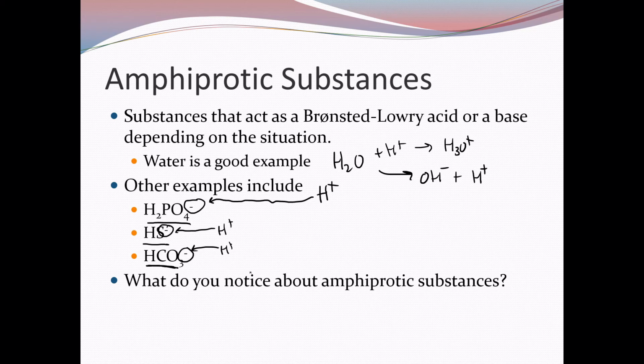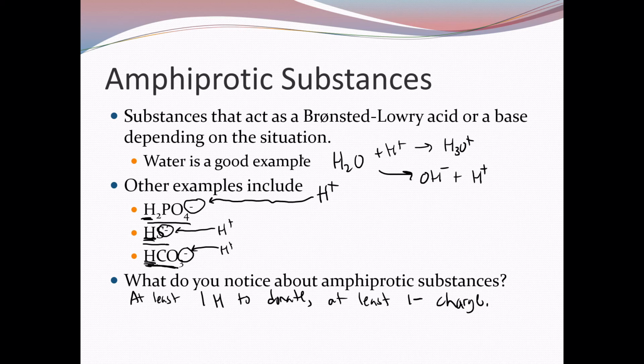Now similarly, they all have at least one hydrogen ion, because you can't be an acid if you can't donate a hydrogen ion. So they all have at least one hydrogen to give, and at least one negative charge. So amphiprotic substances have this in common.